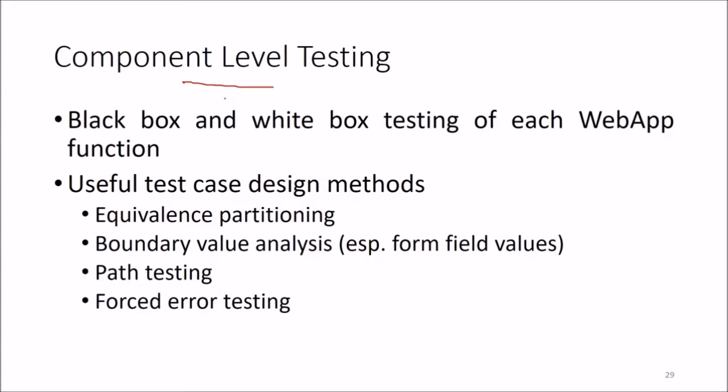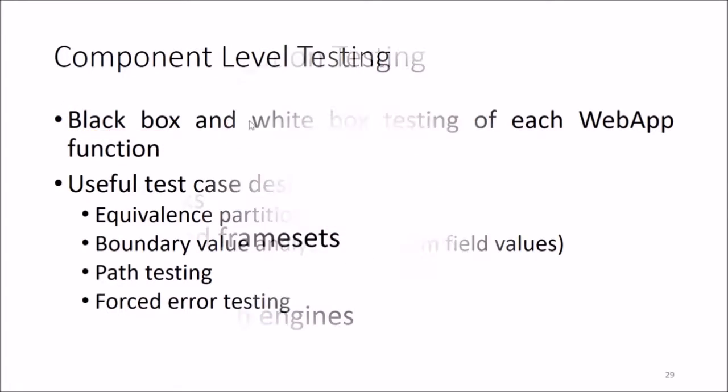Then we come to the component level testing. We apply black box and white box testing for each web app component. Useful test case design methods for this are equivalence partitioning, just like what we do in conventional testing, boundary value analysis, especially for form field values, and path testing and forced error testing.